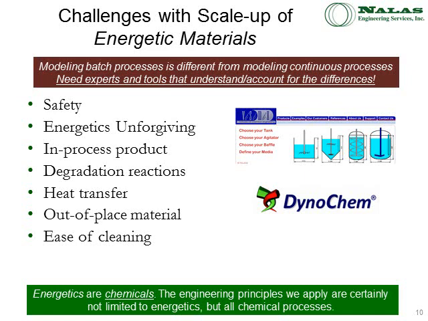Going continuous is probably the safest thing you can do when you're working with energetic materials. One of those reasons is that energetics are unforgiving. If you have a process upset in pharma, typically the result is a failed batch. If you have a process upset with energetic materials, you could lose your facility or get somebody hurt.